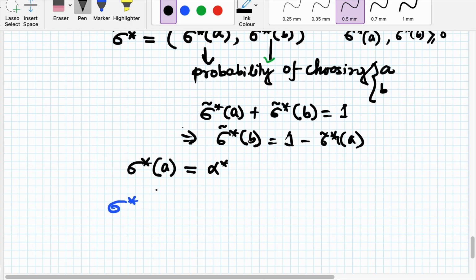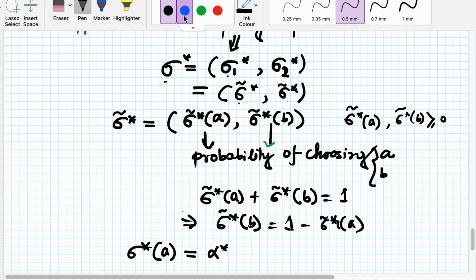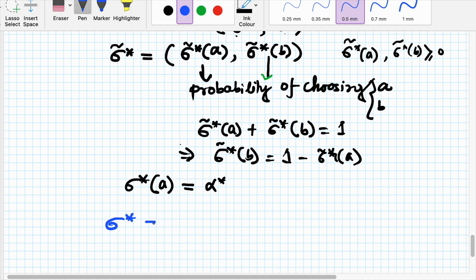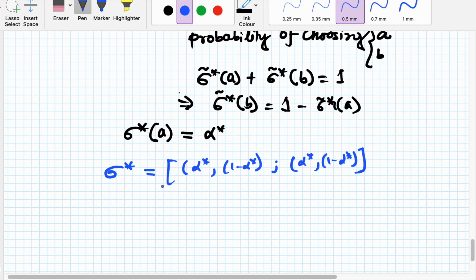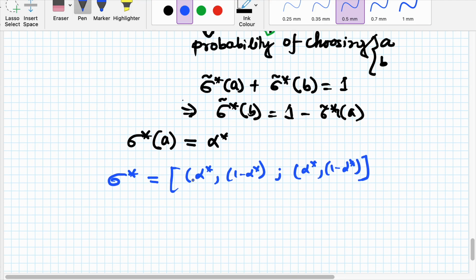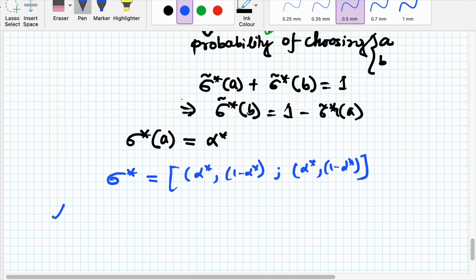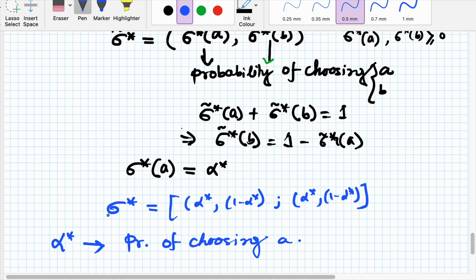And let us write that sigma star equals A alpha star. Then we can write the strategy as alpha star, 1 minus alpha star, and alpha star, 1 minus alpha star. Now since we can represent the strategy by a single number alpha star, the probability of choosing A, from now onwards by strategy we will mean this alpha star.